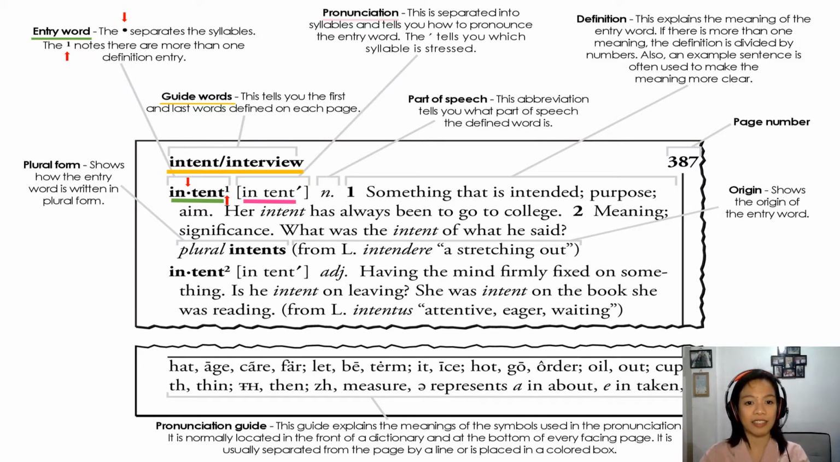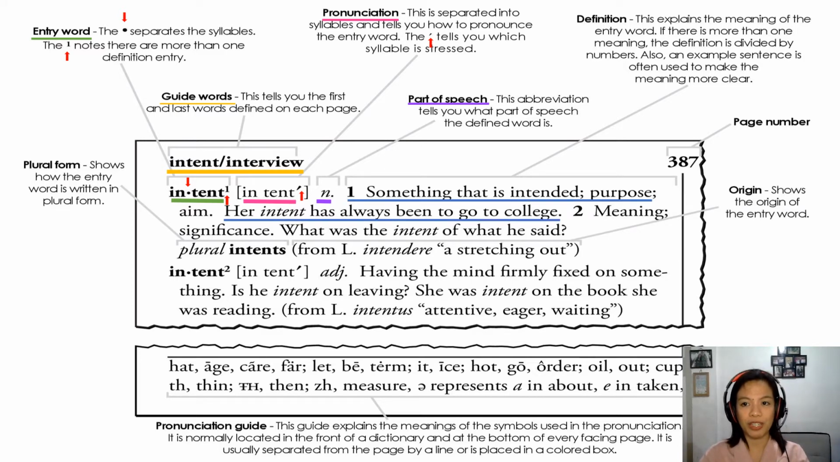Next, intent. This is the pronunciation. This is separated into syllables and tells you how to pronounce the entry word. The symbol here tells you which syllable is stressed. And n here stands for noun. Part of speech. This abbreviation tells you what part of speech the defined word is.